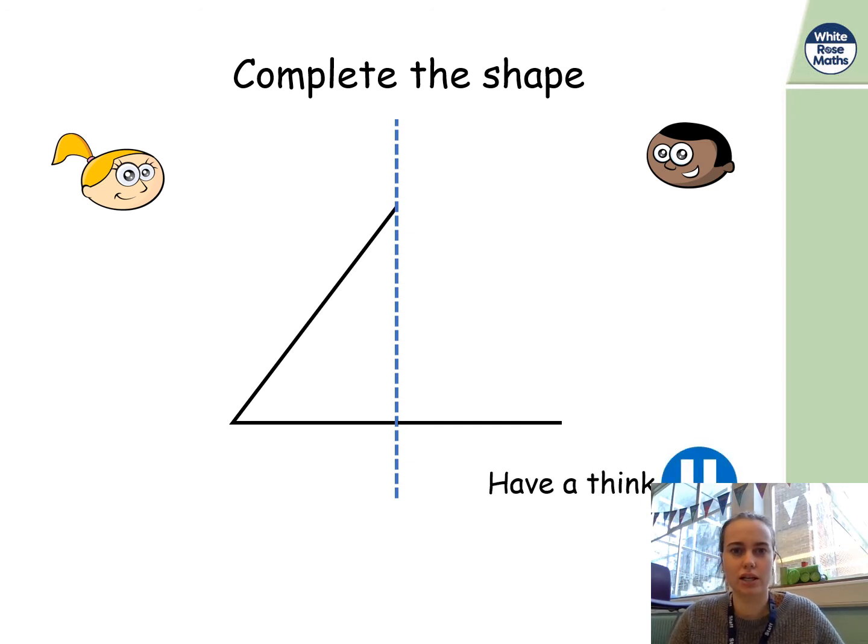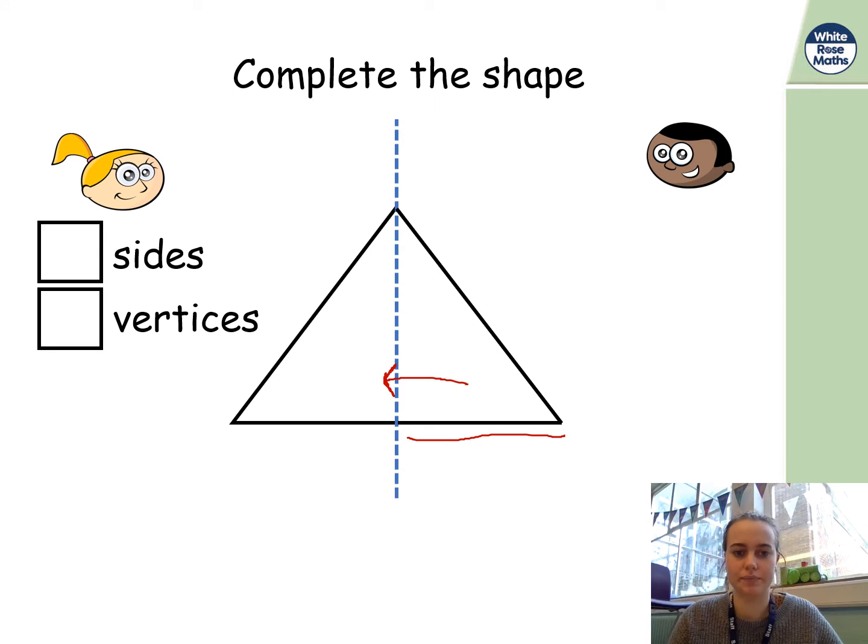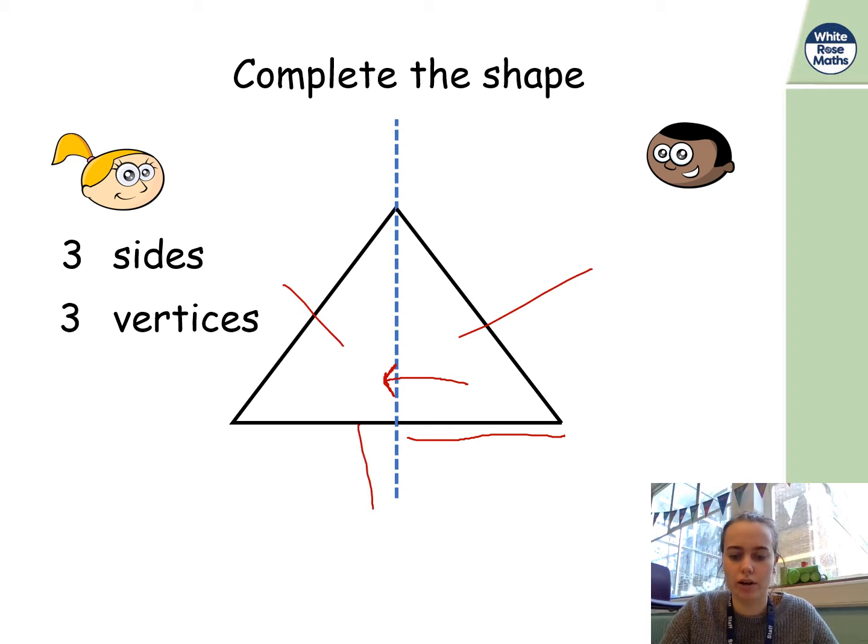where do you think the next line needs to go? Oh, is that right? Nope, it needs to go up to the other line, so that if we were to flip this side over, flip it over onto there, that is where it would land. So it looks the same on both sides. So how many sides does this shape have, and how many vertices does this shape have? It's got 3 sides, 1, 2, 3, and 3 vertices.